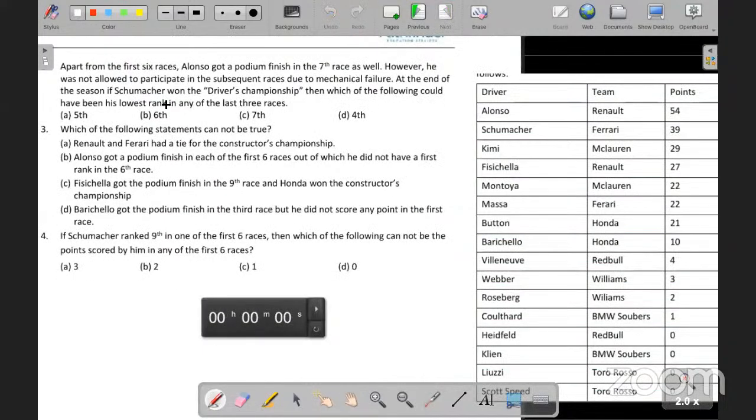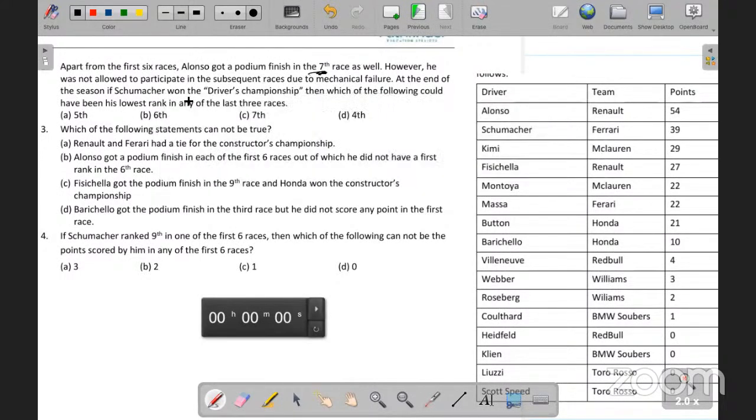Apart from the first 6 races, Alonso got a podium finish in the 7th race as well. So he gets a podium finish in the 7th race as well. So what is the score of Alonso? 54. And after the 7th race, he must get either 10 or 8 or 6. So what can Alonso's total be? Either 64 or 62 or 60, one of these totals.